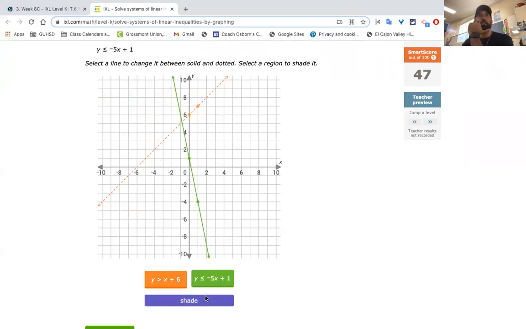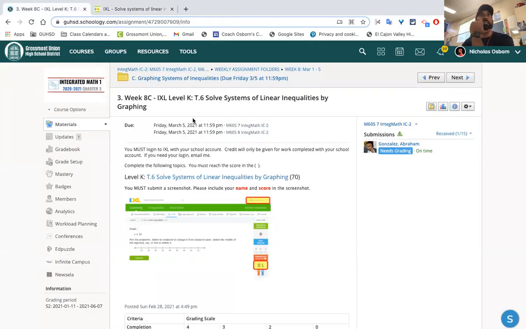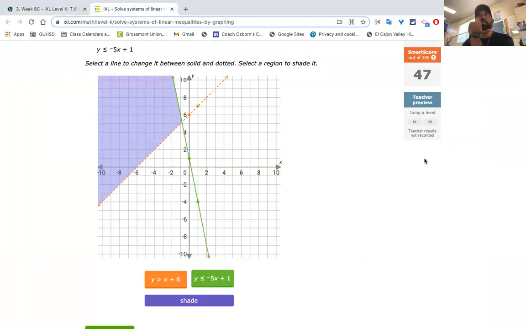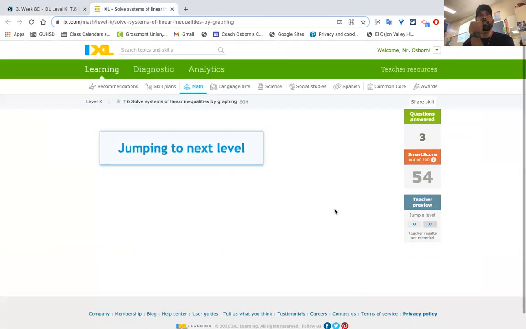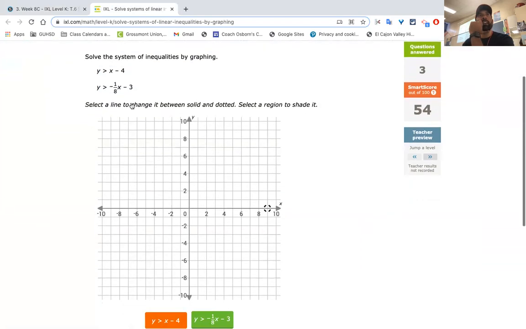So I click, wait, let me get the shade button there going. There we go. Okay. So let's see how many points you get and see, you have to get 70, right? So let's see what they look like when you get closer to 70. I'm going to kind of jump ahead here. So now you got a line with a fraction, which I mean, that's not bad. You just go down 1, right 8, but that's kind of the same kind of line.